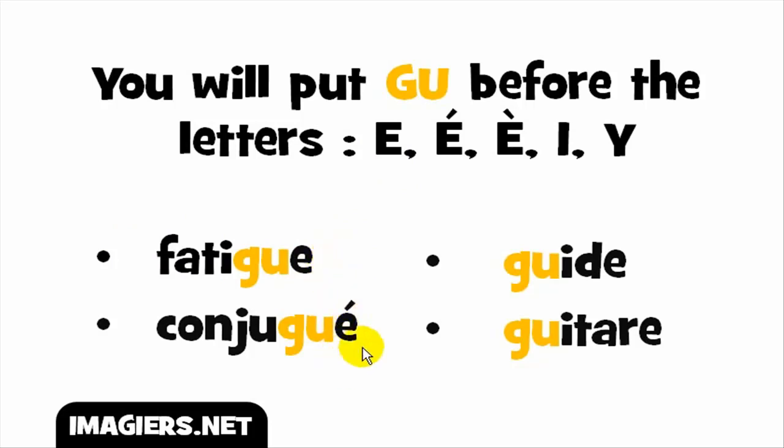Okay, second possibility here, you've got this accent aigu. Remember, this accent aigu is pronounced A, okay? And so you get the word conjugué, okay? Next example, you've got the vowel I here. So you will get the sound gui, all right? And then you've got this word, guide. All right, and the last one, another example with this I, gui, guitar.